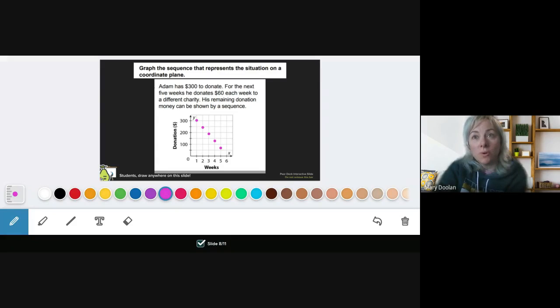So your last point needs to be all the way down at 0. Okay, he doesn't have any money left at week 6. He's donated all of his money. And that's it. So you want to make sure that the last point here is on the axis. All right, so you may want to adjust your points just a little bit.